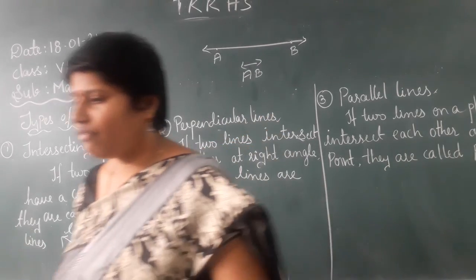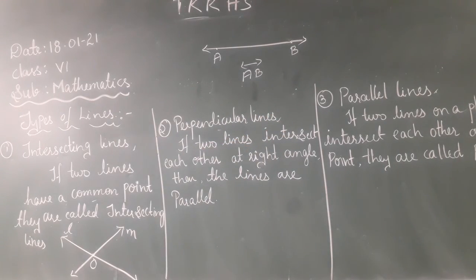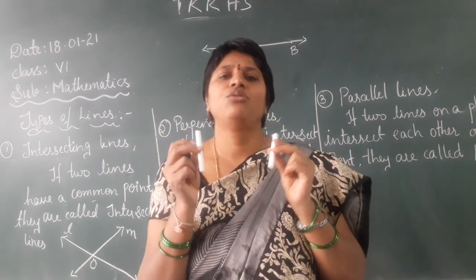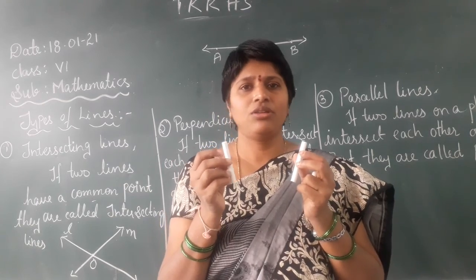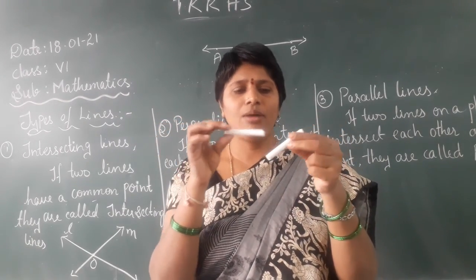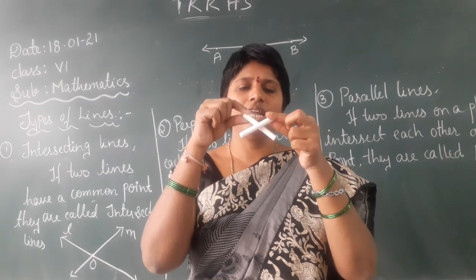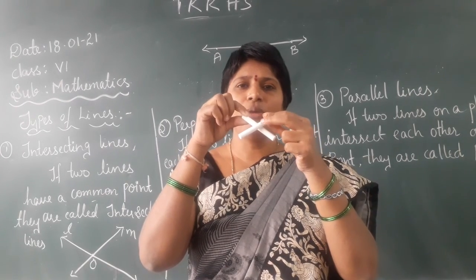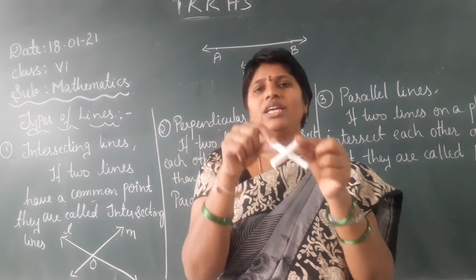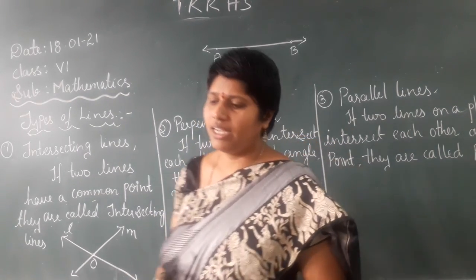If I take two pencils or two chalk pieces, suppose these two are the lines we assume. Now this is line L and this is line M. Now these two are intersecting like this, and this is your common point. Such types of lines we call intersecting lines.